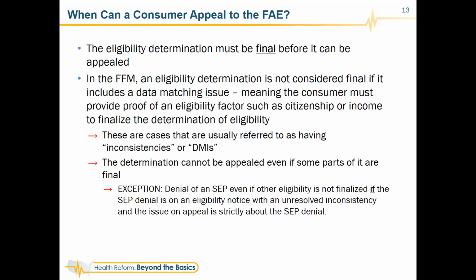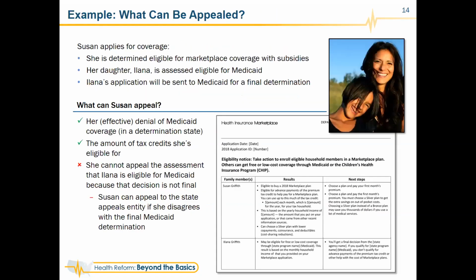If a consumer has a data matching issue, we call them inconsistencies or DMIs, usually the consumer is going to have 90 days to try to resolve that by submitting additional information about their immigration status, their citizenship status, or their income. Once that information is received, it will be evaluated, and then a final determination will be made. And at that point, the consumer, if they still disagree with that final determination, can appeal to the Federal Appeals Entity. So let's go through some examples here.